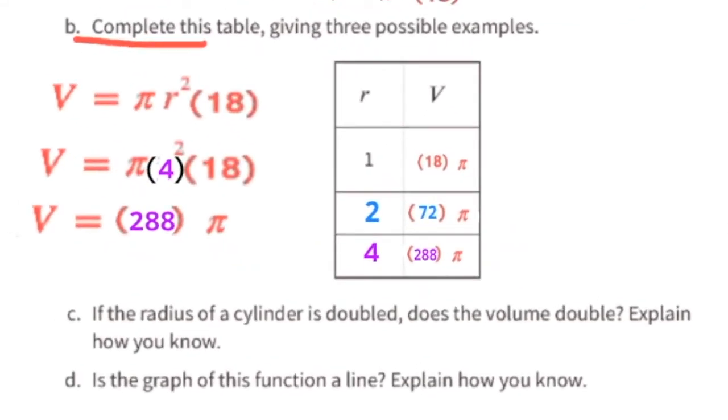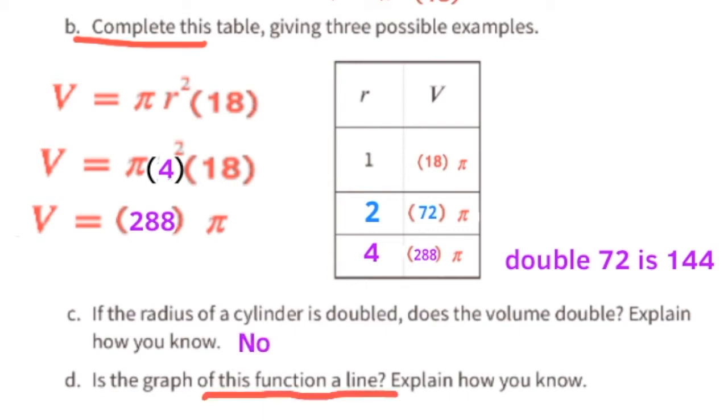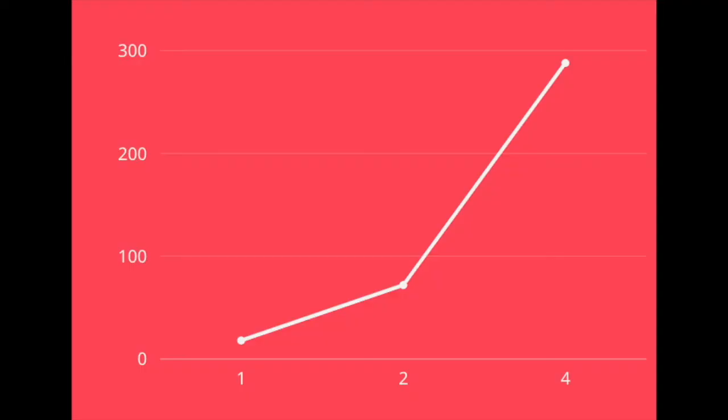Let's go back to the chart and look at the volume when the radius is 2. Doubling 72 would give you a volume of 144. But as you can see here, when you double the radius of 2, you have a volume of 288 times pi. So I would say no. D. Is the graph of this function a line? Explain how you know. I've graphed these 3 points, and as you can see, they do not form a straight line.